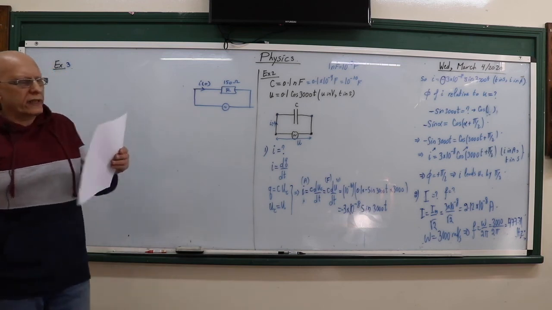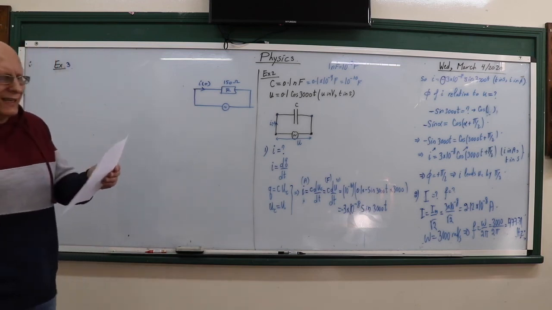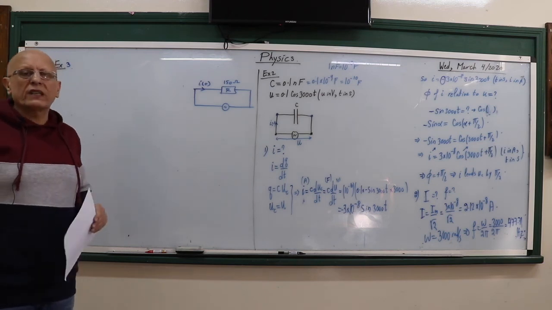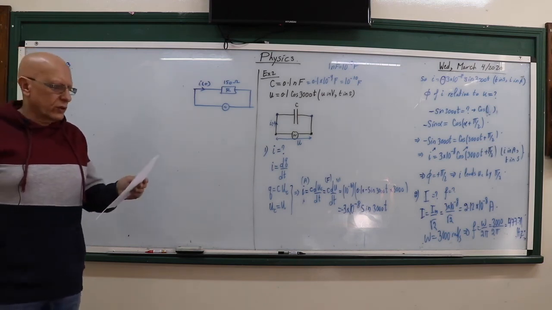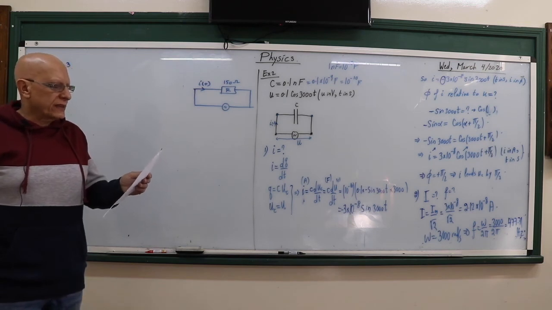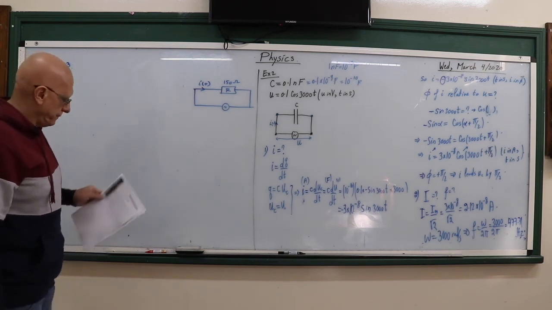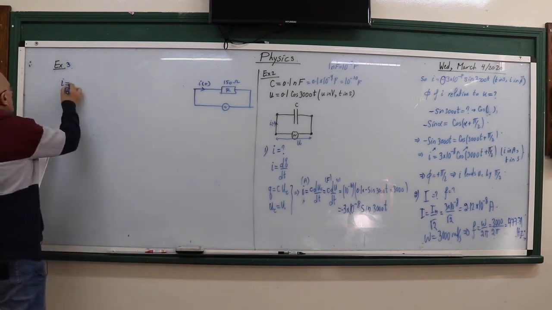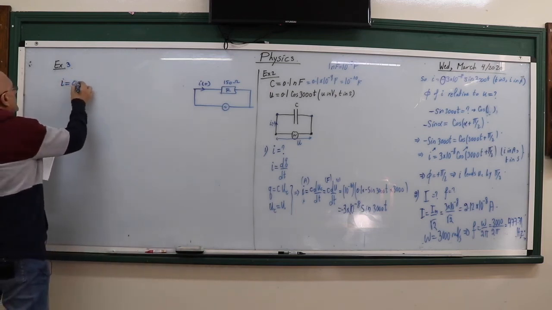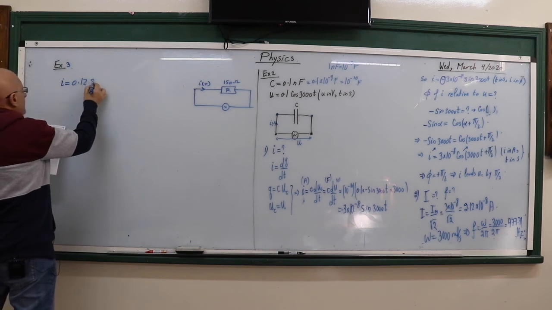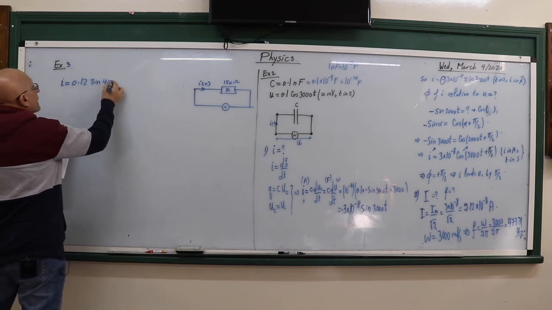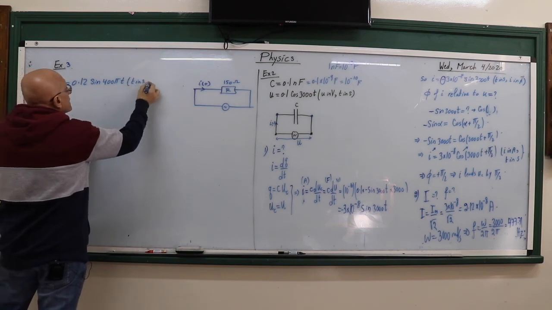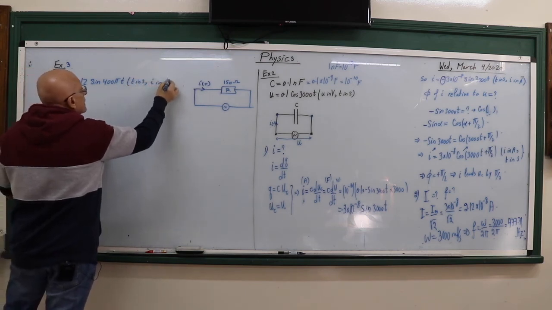In this exercise, he says a coil of inductance L and negligible resistance, which means that this is a pure inductive coil, is supplied by a current I equal to 0.12 sine 400 pi t, t in second, I in ampere.